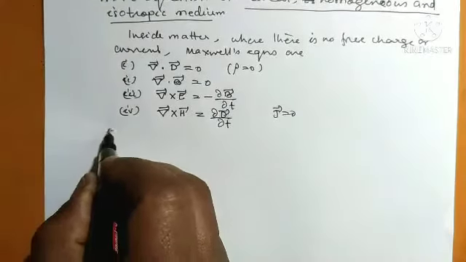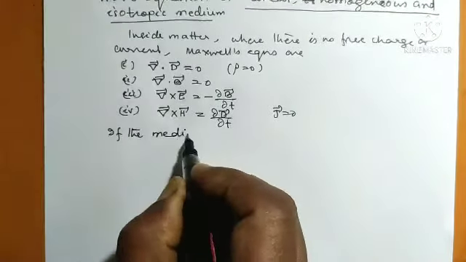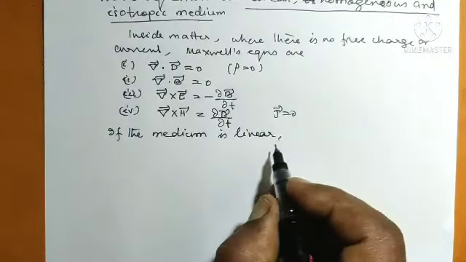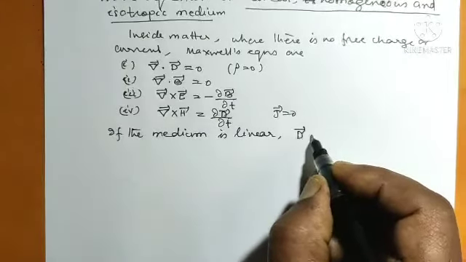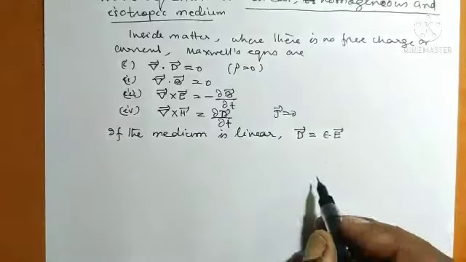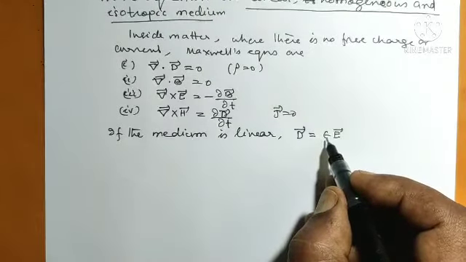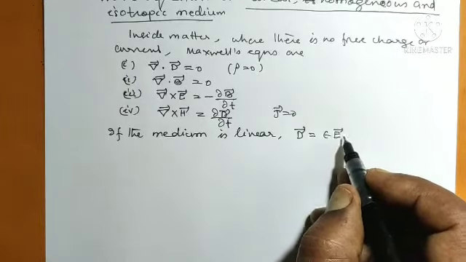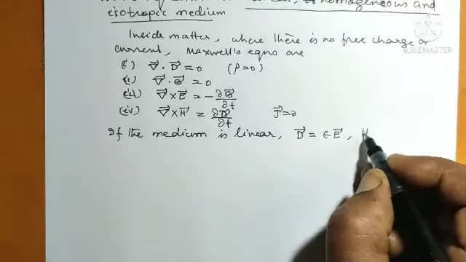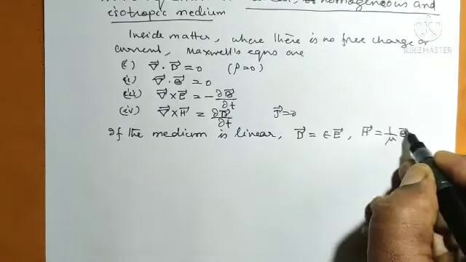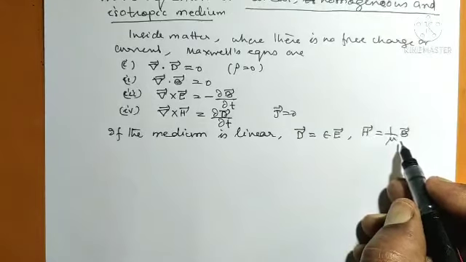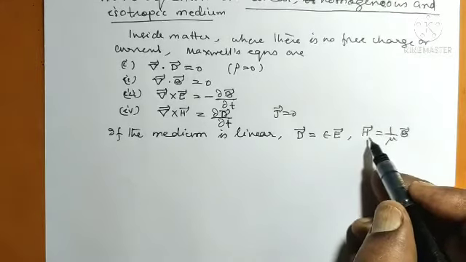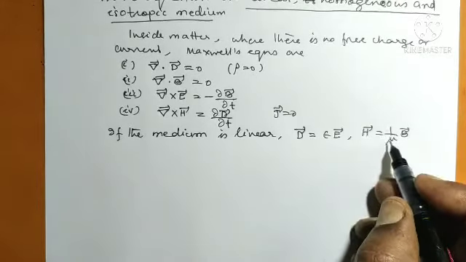If the medium is linear, so what is a linear medium? In a linear medium, the displacement vector D is equal to epsilon E. Epsilon is a constant which is called the permittivity of the medium. It is constant. Epsilon does not change with change of electric field. And H is equal to 1 by mu times B. Mu is called the permeability of the medium. Similarly, mu is constant. It does not change with the change of magnetic field. So these are linear media.